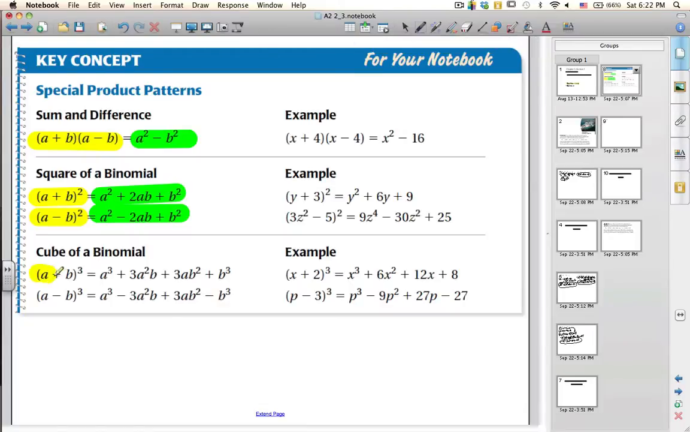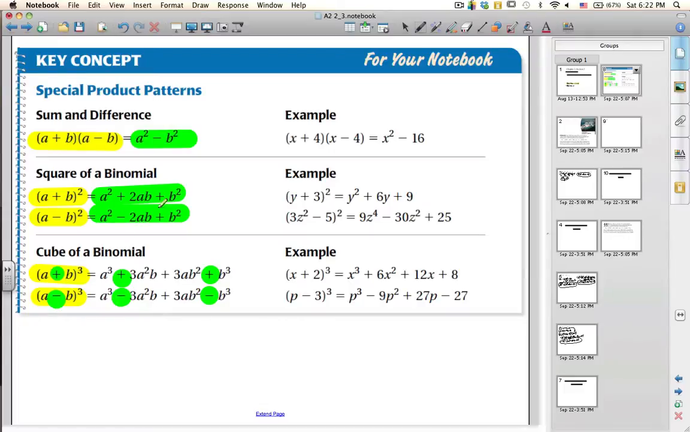And now we're looking at the cube of a binomial. Right? And what's important for you to notice in the pattern for the cube of a binomial is that this sign happens here at the beginning and also here at the end, right? The signs are what changes. The other parts of it don't really change. Okay, so they'll be reflective of what's in the middle of the binomial.